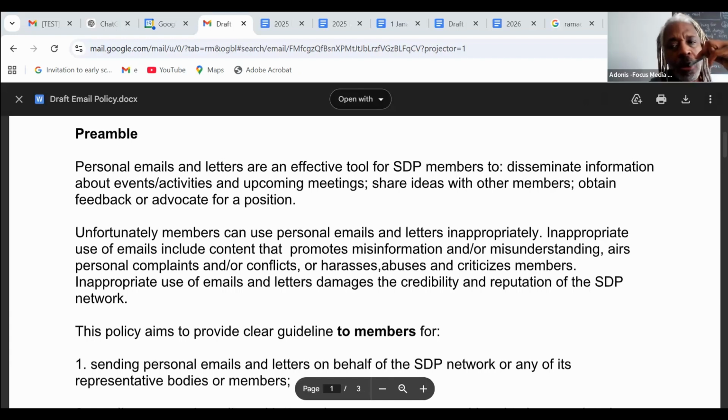Yeah, I was going to say a lot of other organizations that are concerned about their reputation have these kinds of expectations in their code of conduct. So it's not like unknown territory. Right.